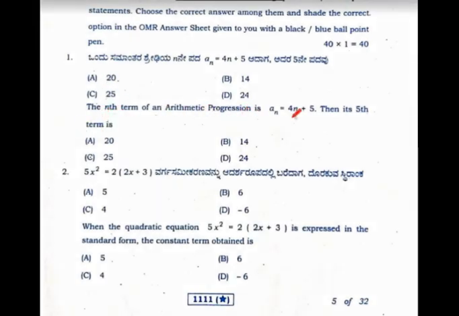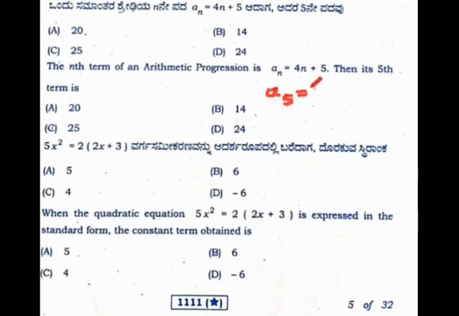The nth term of arithmetic progression is an is equal to 4n plus 5. Then the fifth term is, you have to replace the value of n as 5. So 4 into 5 plus 5. 4 5s are 20. 20 plus 5 is 25. Correct option for this question is C.